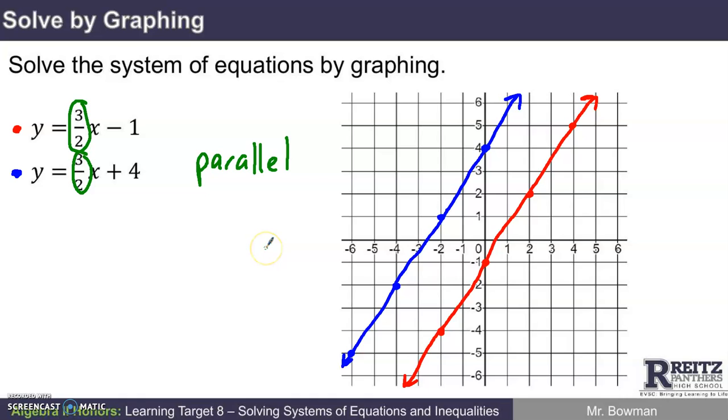So where will these cross? They don't. They don't cross. This system has no solution. There's no ordered pair that solves both of these. And that will be the case if you're ever asked to solve a system where both line graphs are parallel to one another. So, kind of an odd second example.